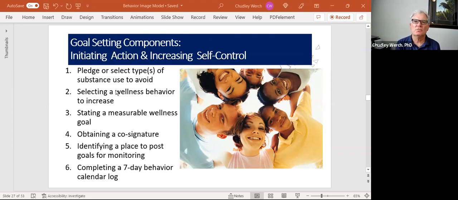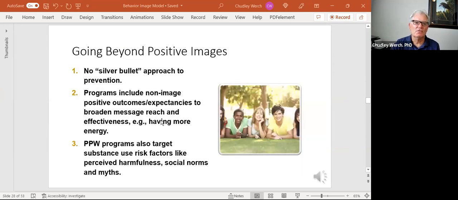If you give youth a goal to set, the chances are that they're not going to follow through with that goal. They've got to be motivated first. So the behavior image model and PPW programs go beyond positive images. Why? Because there isn't a silver bullet. There is no one approach to preventing or changing behavior. Images can be particularly effective for many youth, but for some youth, they're not going to be.